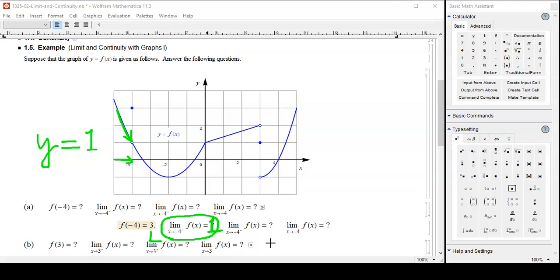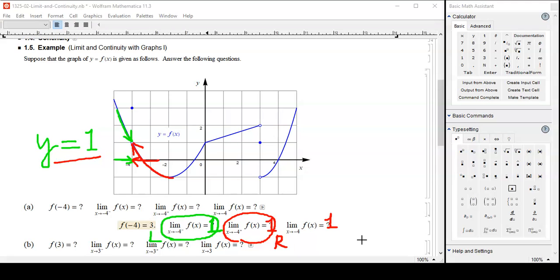Now let's do the same thing for the right-hand side. For plus, so this is right-hand side. And I'm approaching -4 from the right-hand side like this. So that's equivalent to following the graph from the right-hand side. And which y-coordinate do I get closer and closer to? The same thing. So these two values are the same. They're both 1. So the limit is well defined, and that common value is 1.